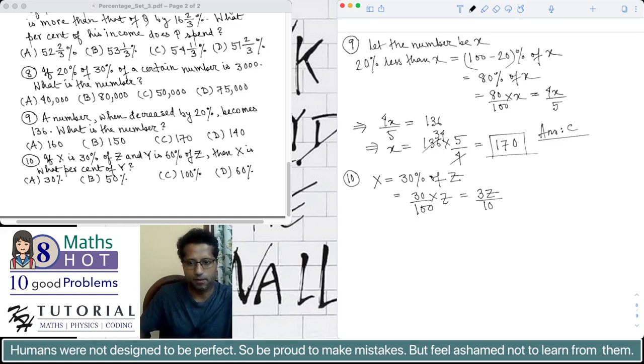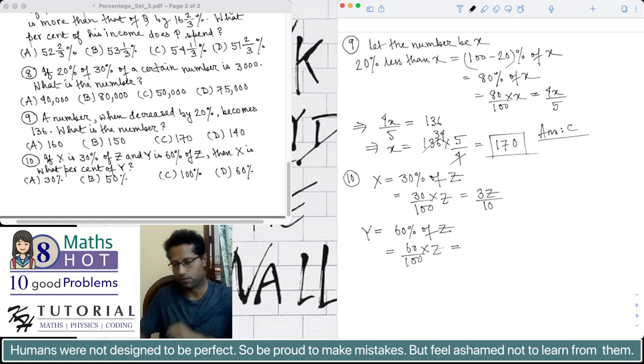Also, it is given that y is equal to 60% of z. 60% of z means 60% means 60 by 100 and multiplied by z. After simplifying 60 by 100, it will be 3z by 5.